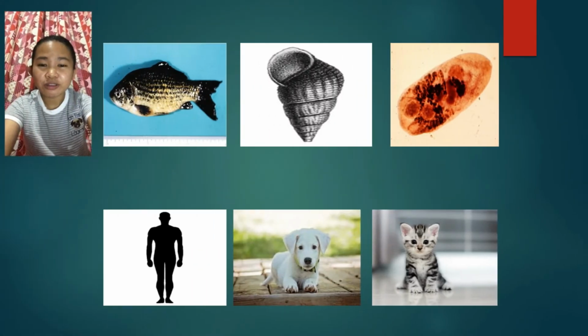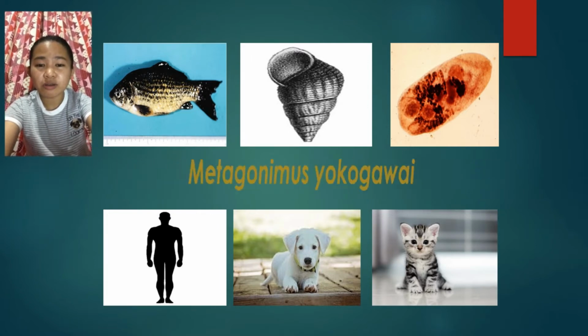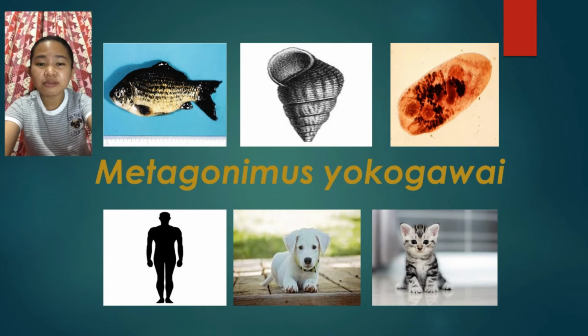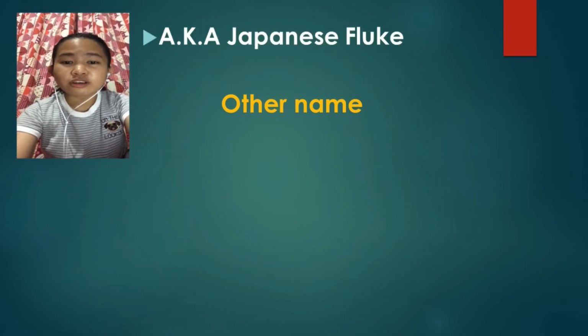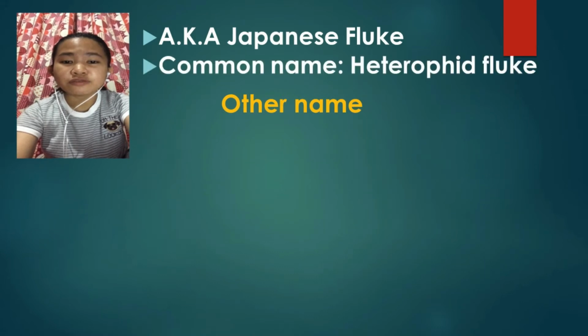Good day everyone, today I will be discussing one of the intestinal trematodes, which is Metagonimus yokogawai. Metagonimus yokogawai belongs to the kingdom Animalia, the class Trematoda, and the family Heterophyidae. It is also known as the Japanese fluke. Its common name is Heterophyid fluke.